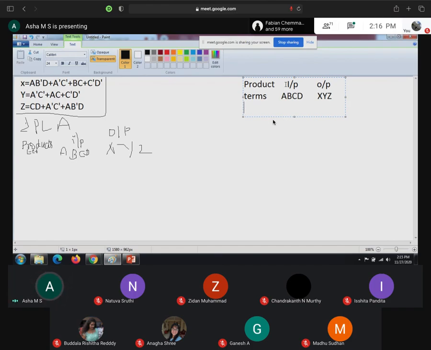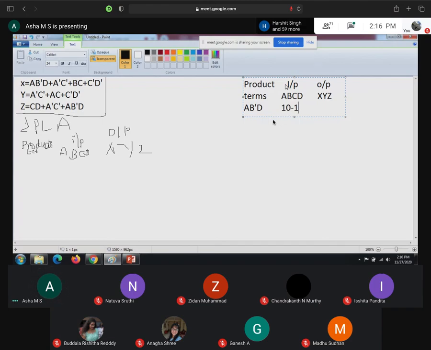So what is the first term? Look at the output equation, the given equation. X is made up of, what is the first term? AB̄D, which means the value of A is 1. The value of B is 0. The value of C: C is not there in that particular term, so it is considered a hyphen. D is 1.